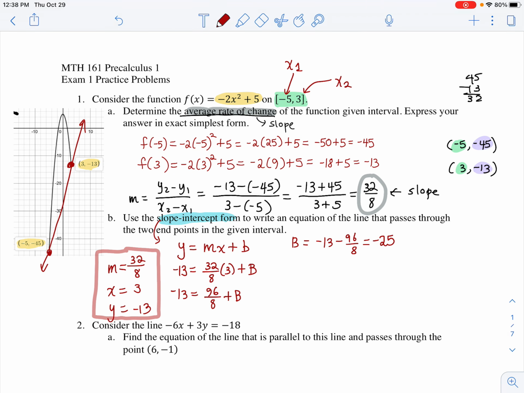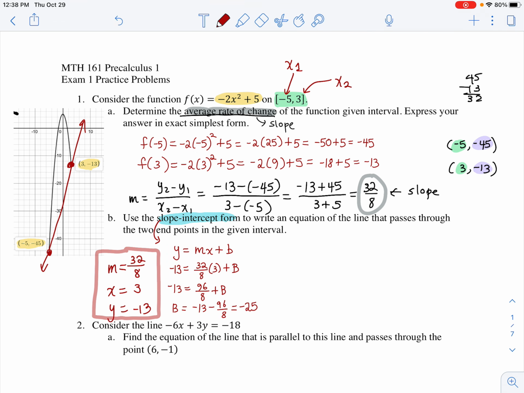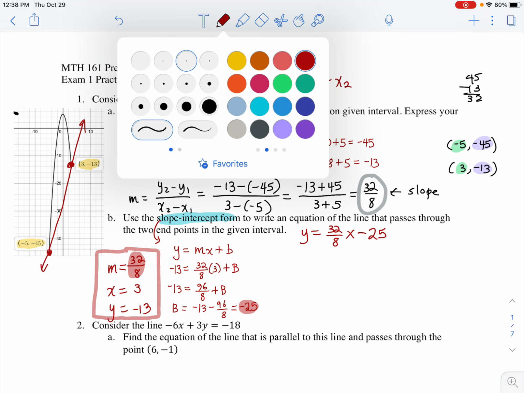I'm going to go ahead and use a different method too, to see if that answer is the same. But let me go ahead and write the final answer using that y-intercept. So slope-intercept form is y equals, what was the slope? Slope was 32 over 8, right? I should say 32 over 8 x. And then the y-intercept was what? Minus 25. So that is the equation.